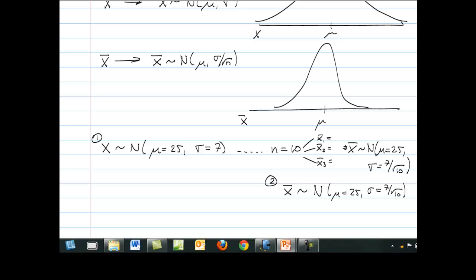Now, all the same rules apply to this distribution, like the empirical rule, the 68, 95, 99.7 rule, the normal tables, all those things still apply. So let's go ahead and look at an example where we're looking at some data and trying to draw some conclusions from it.